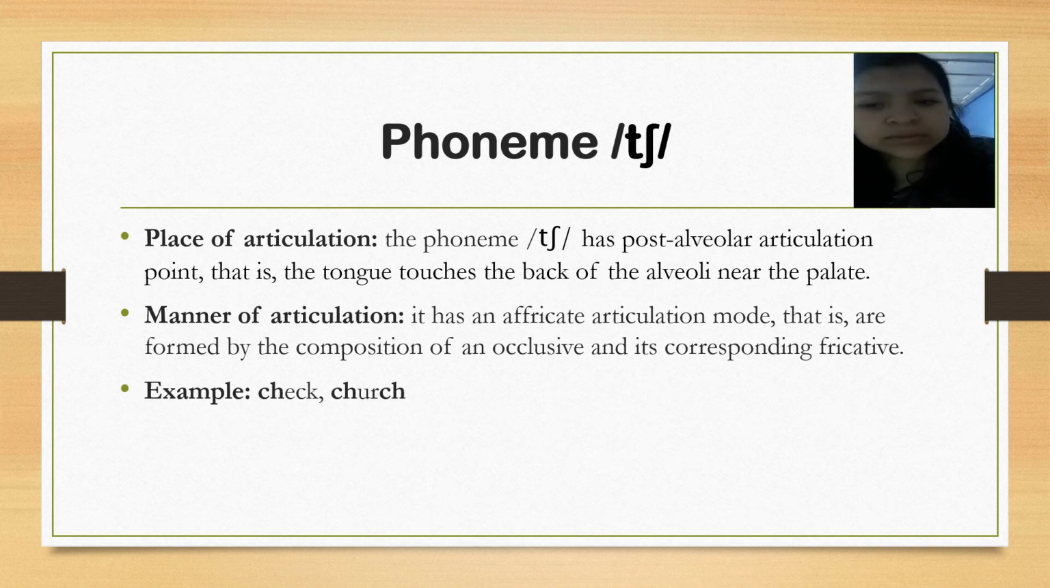Phoneme ch. The phoneme ch has a post-alveolar articulation point, that is, the tongue will touch the back of the alveoli near the palate. It has an affricate articulation mode, that is, sounds formed by the composition of an occlusive and its corresponding fricative. The pronunciation of this phoneme is ch. Example: check, charge.